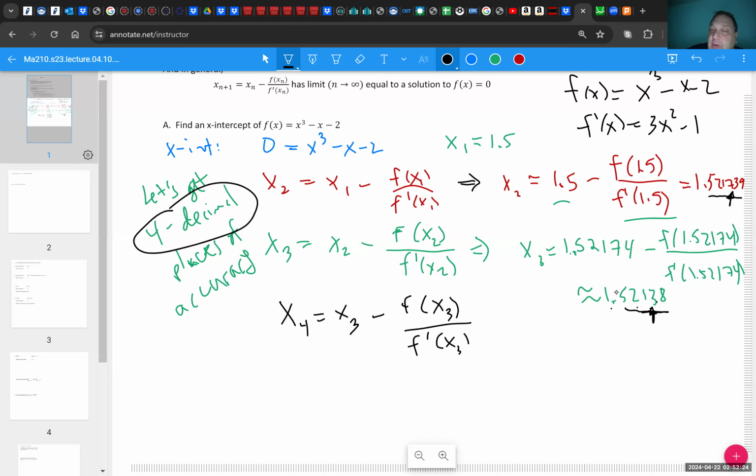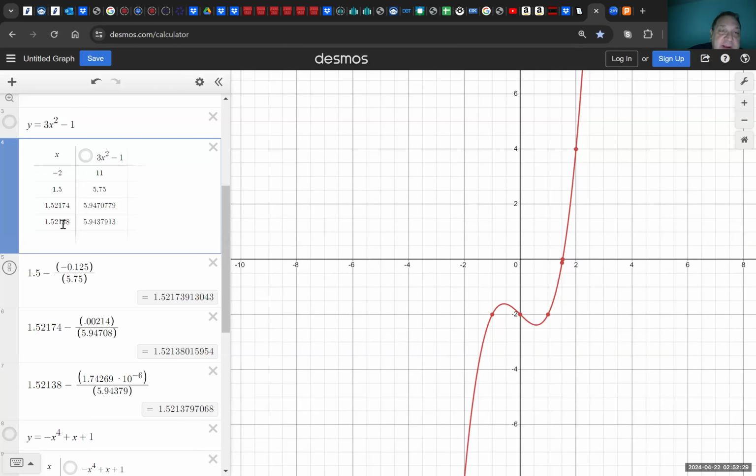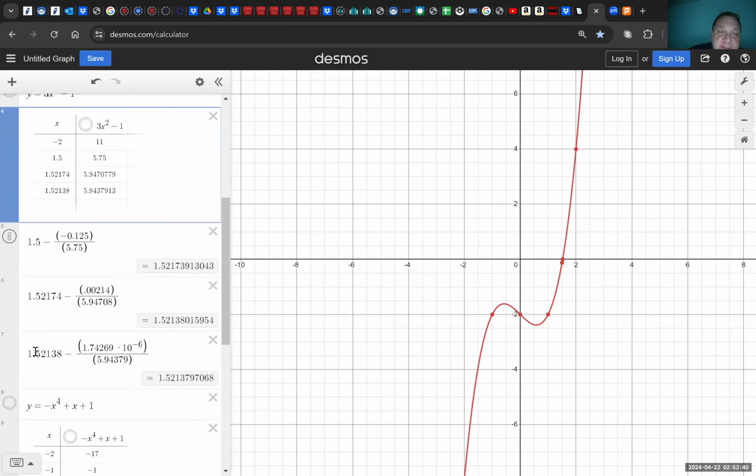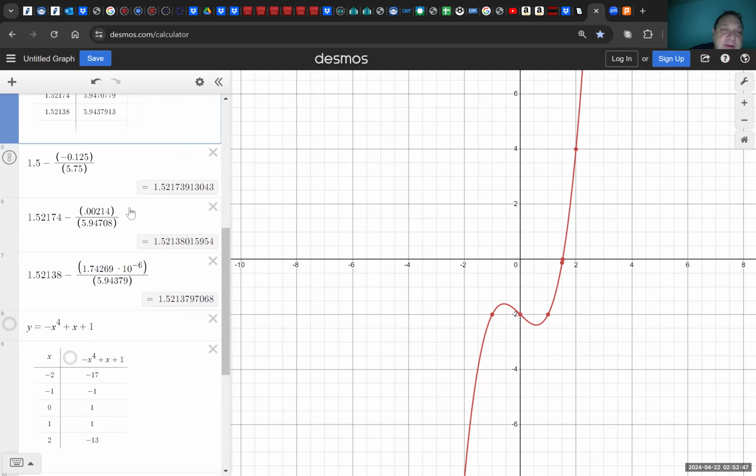So I take my new guess, my 1.52138 number, and I do it again. So here's my 1.52138 number, and here's the value of the derivative, and up higher here is the value of the function. And once again, I do my guess, my x number, minus the value of the function divided by the value of the derivative, and I get this thing right here. So hopefully I'm not doing this too quickly. It's just crunching in numbers. The value of your guess, minus the value of the function at the guess divided by the value of the derivative of the guess, gives you a better guess. So this guess is 1.52179, rounded.